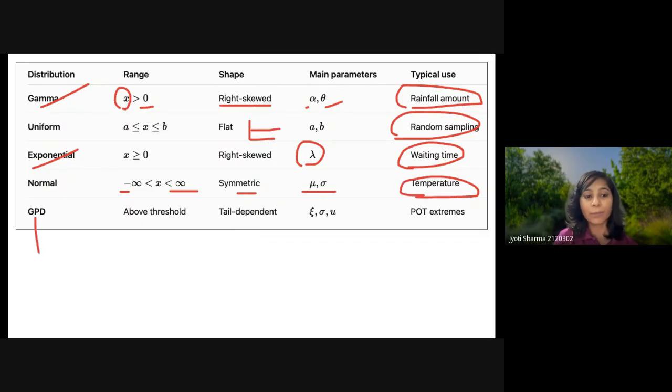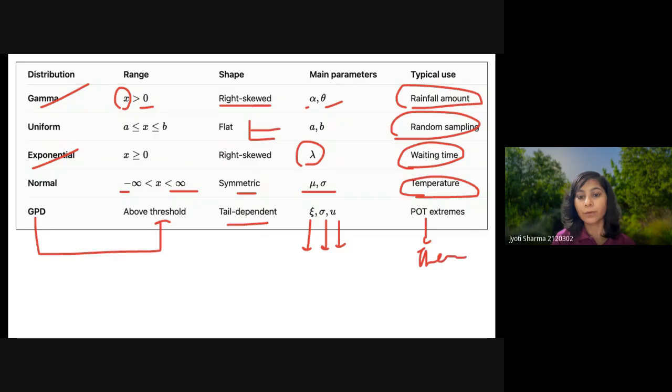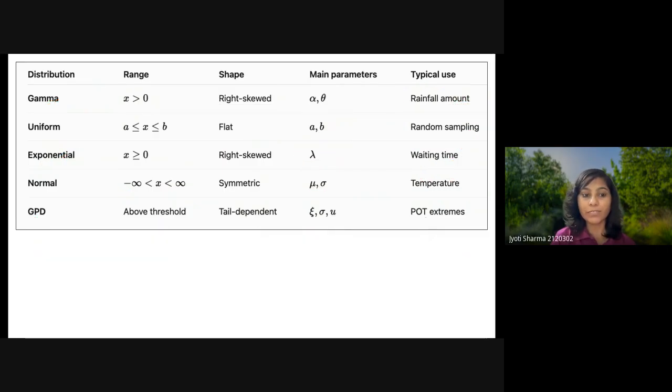Then Pareto, just remember Pareto is for whenever we have some threshold, and this is again a tail dependent thing. Here we have three parameters. We have xi, we have sigma, and we have mu. And here we have this is threshold. Okay, threshold extreme. So this is how if the values are positive, the range is positive and skewed, then we can go with gamma distribution, exponential, GPD, but based on what kind of question we want to address from such distribution. Okay.